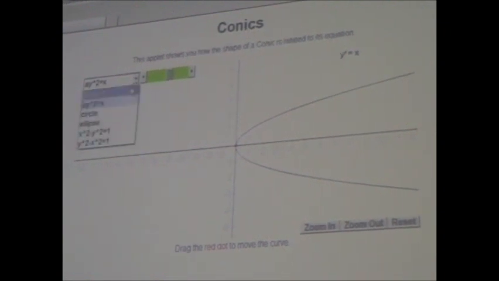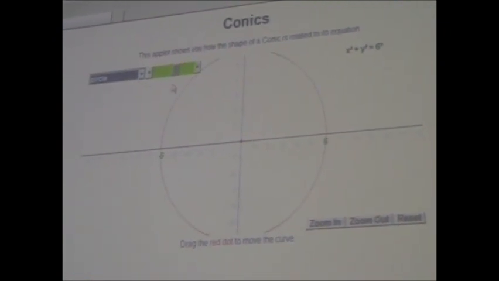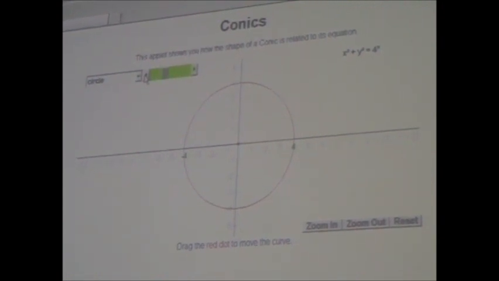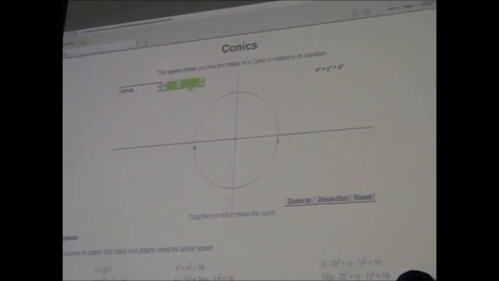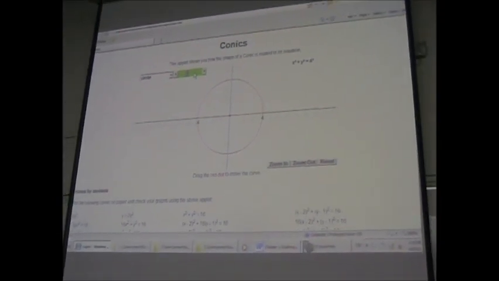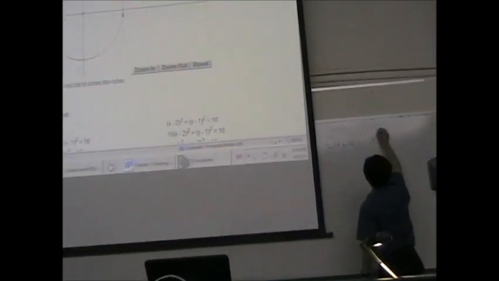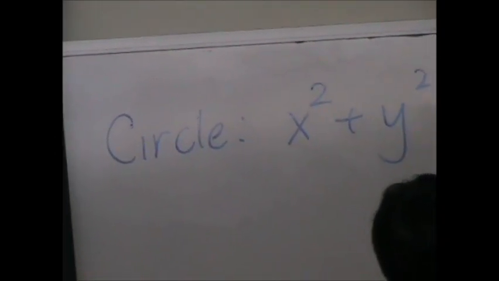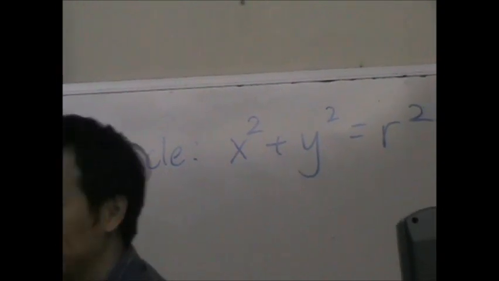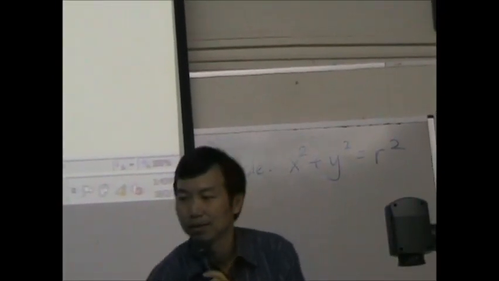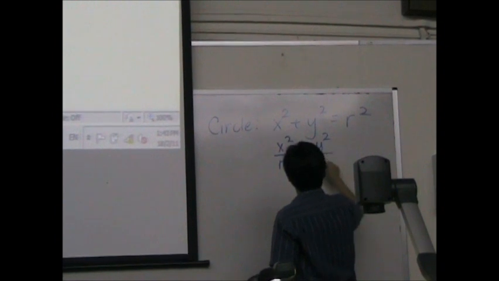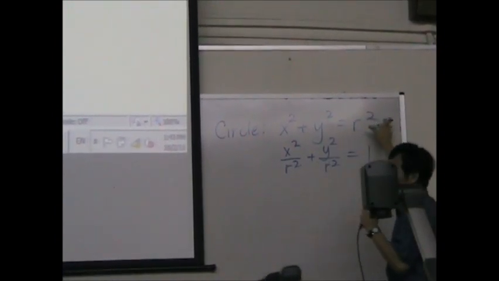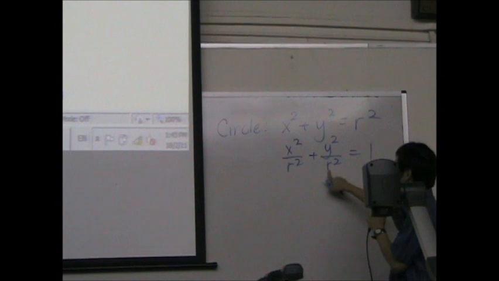Okay, the next one is the circle, which you have learned before. Circle: x squared plus y squared equals r squared. That's the general formula, where r is the radius of the circle. You can also write the equation of the circle like this, making the right side equal to 1. Okay, r squared here is the radius of the circle.